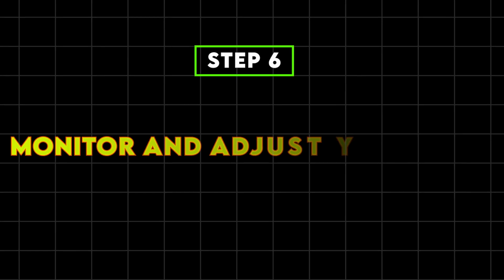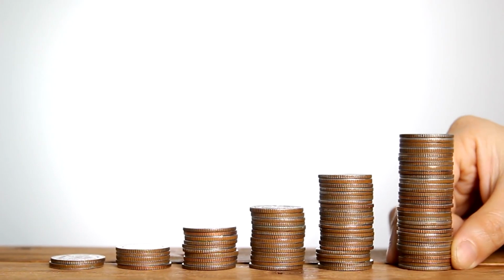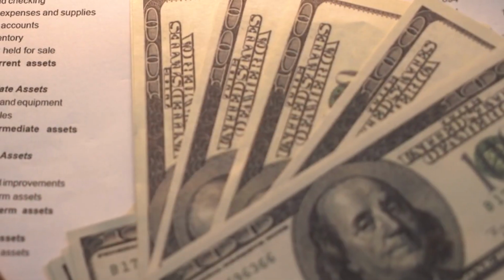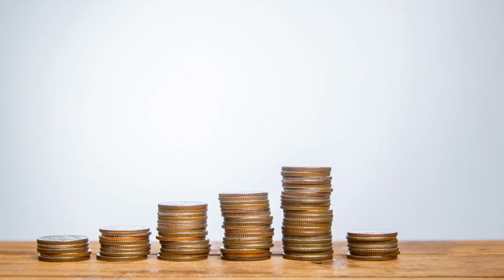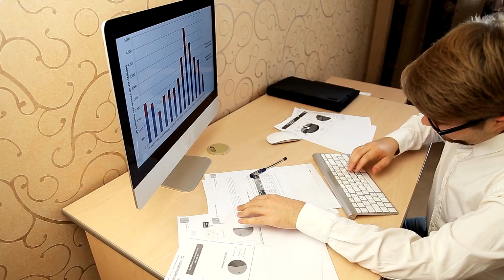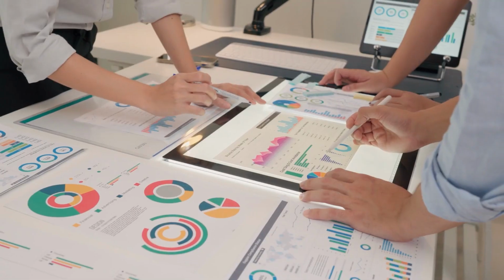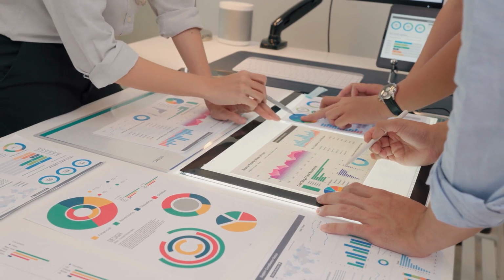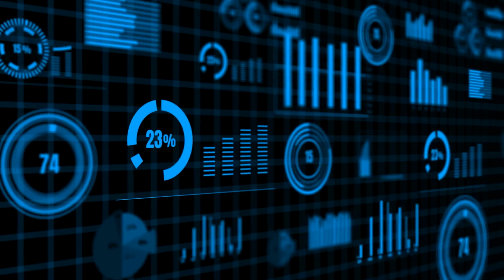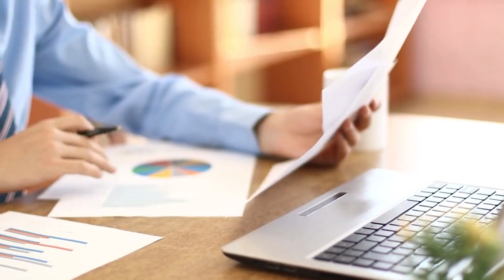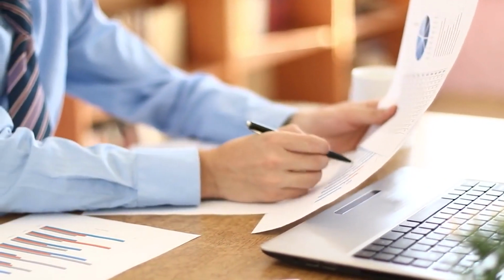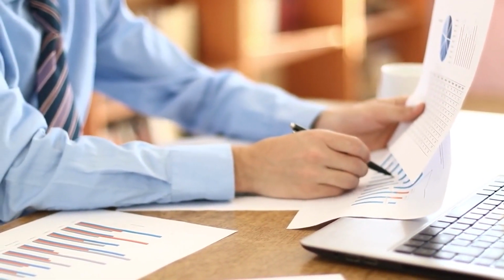Step 6. Monitor and adjust your strategy. Monitoring and adjusting your investment strategy is essential for long-term success. Regularly reviewing your investment performance allows you to assess whether your portfolio is meeting your financial goals. Take the time to analyze how each asset is performing and determine if any adjustments are necessary. This proactive approach helps you stay on track and make informed decisions based on current data.